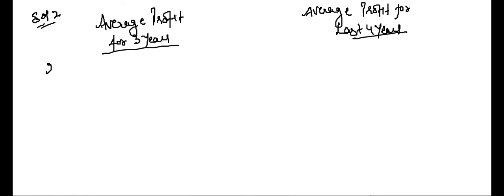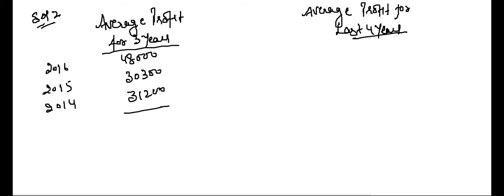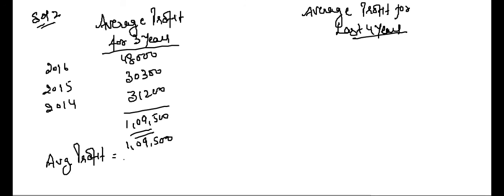Now last 3 years will be 2016, 2015 and 2014. What are the profits? 48,000, 30,300 and 31,200. So the total is 1,09,500. What will be the average profit? 1,09,500 divided by 3. This comes to 36,500.